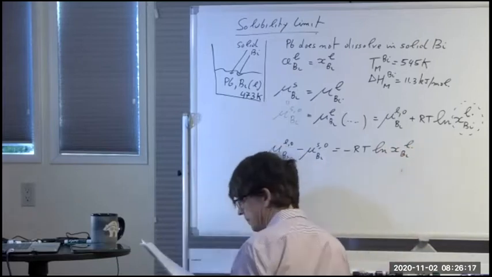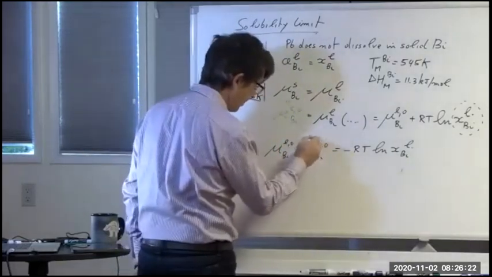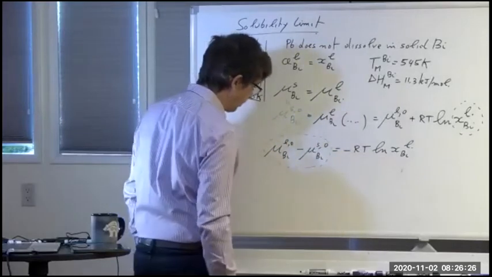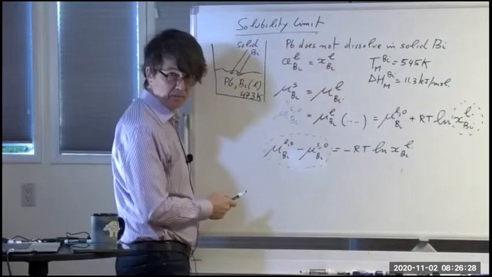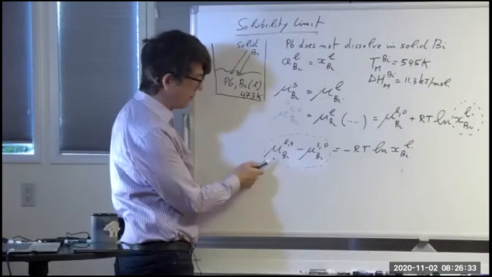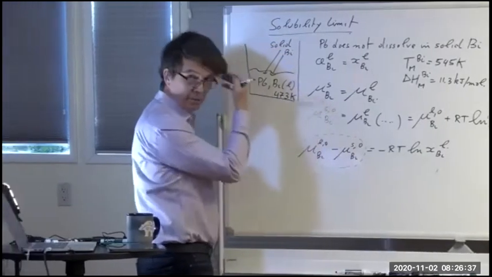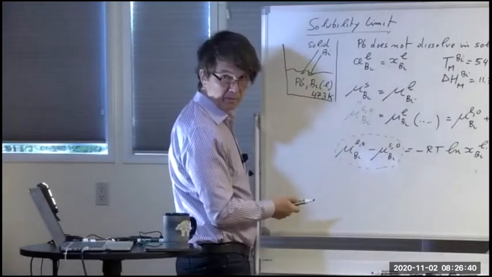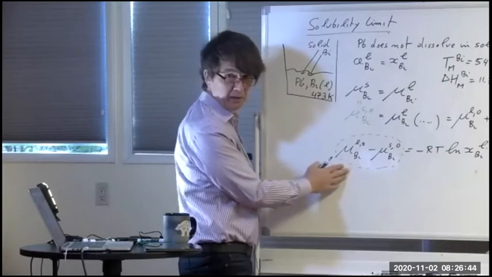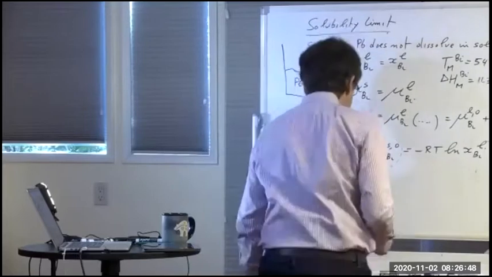So, thermodynamics, I know, has an enormous amount of symbols, but it's really not that hard when you know what they are. What is this? This is the chemical potential of bismuth in the pure liquid state minus the chemical potential of bismuth in the pure solid state. This is the free energy of melting, right? Because in the pure state, the chemical potential is equal to the free energy. So this is simply delta G of melting.